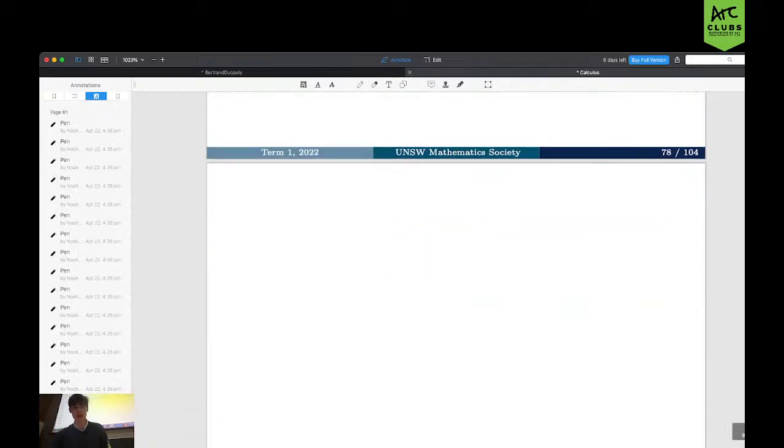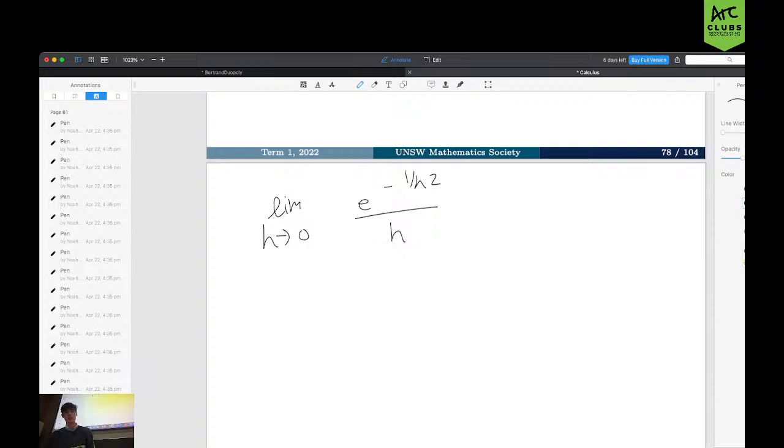So they asked us to find this limit here. The limit as h approaches 0 of e to the negative 1 on h squared, divided by h. So it's already in the form of a fraction, right? This is already the form of f of x divided by g of x. So the most intuitive idea is to first check whether we can use L'Hopital's rule.